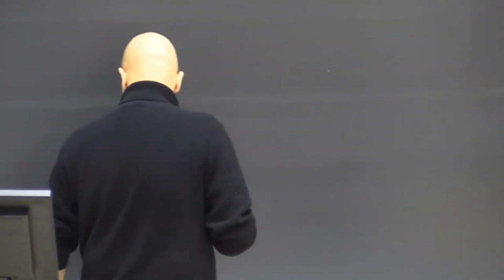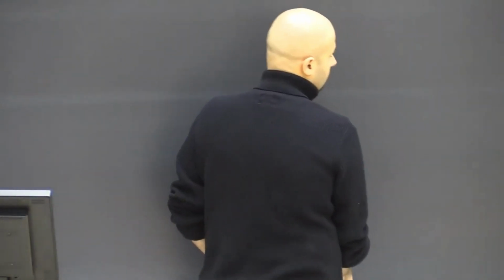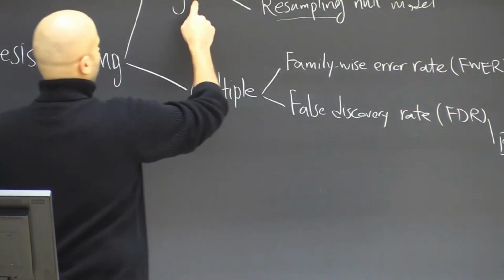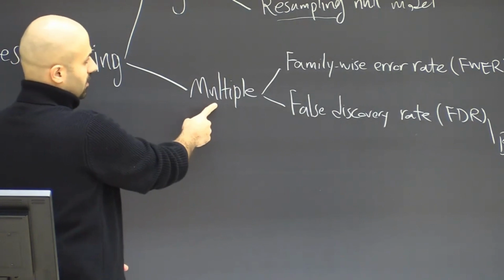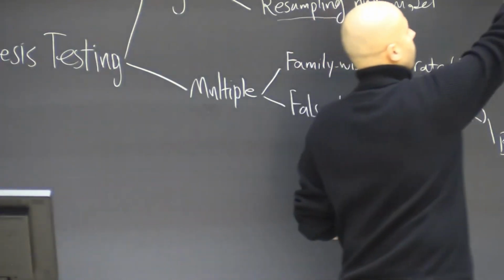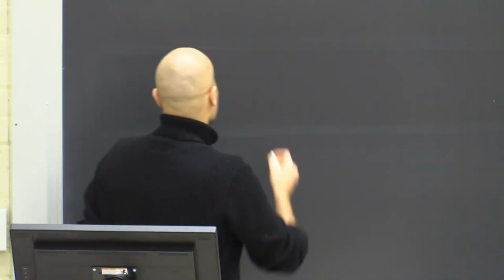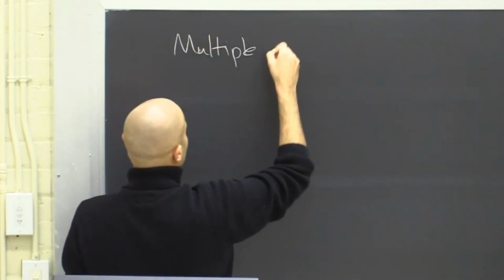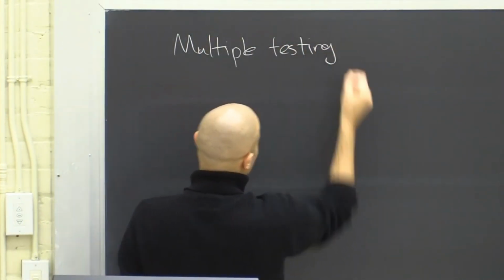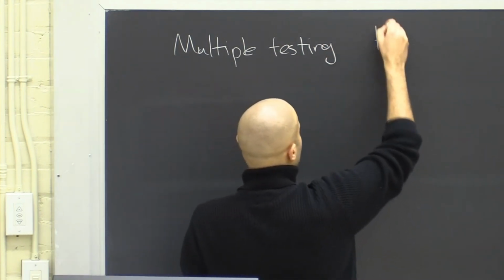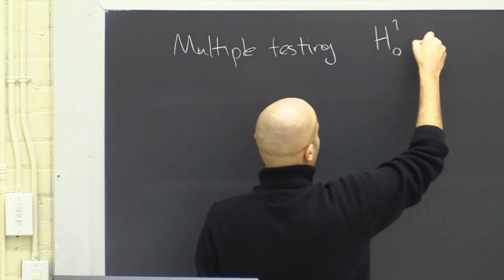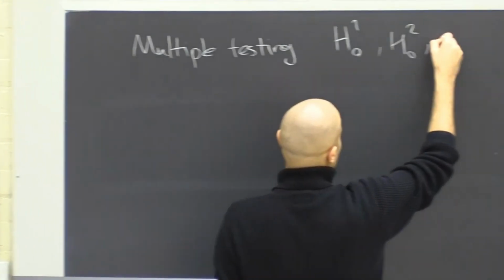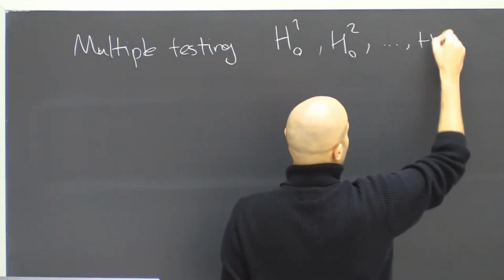Let's move on to multiple testing. So far I covered this and this. Now we're moving to multiple testing. So with multiple testing, let's say that we are running not one test, but m tests. So there's some H01, some H02, all the way to H0M.